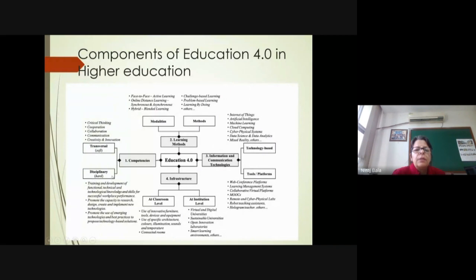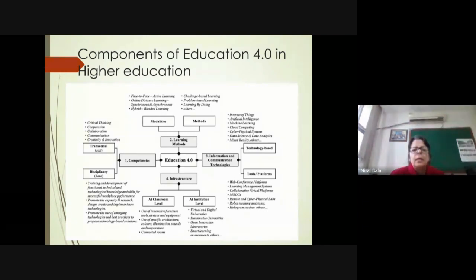And if you move to the hard competencies, what are the different competencies which are required? Training and development of functional, technical, and technological knowledge and skills for successful workplace performance. Now, what is the brief meaning of this? The student has to be competent, so we have to give them training and develop their technologies or their knowledge, such that when he actually goes to the workplace, he's able to use that knowledge, that competency, to work in a new place.